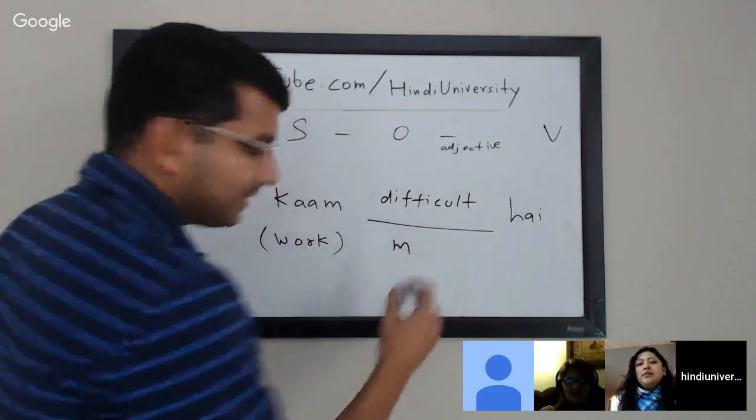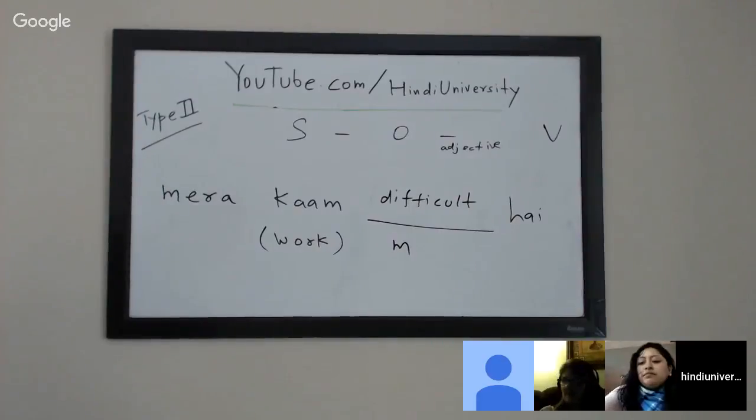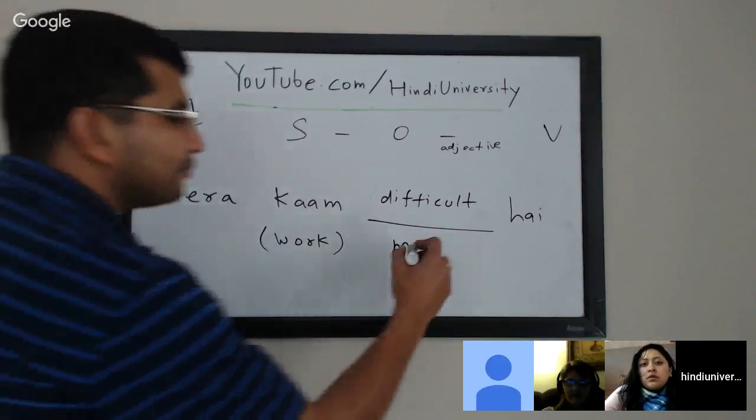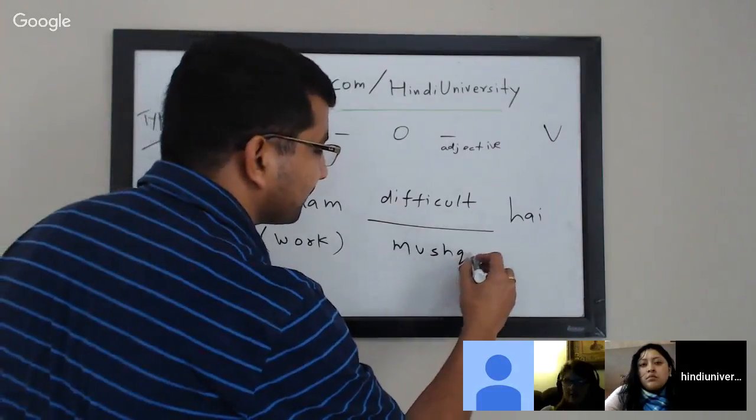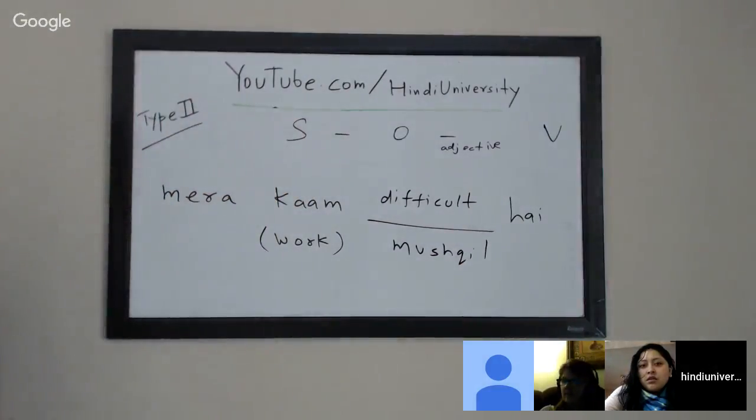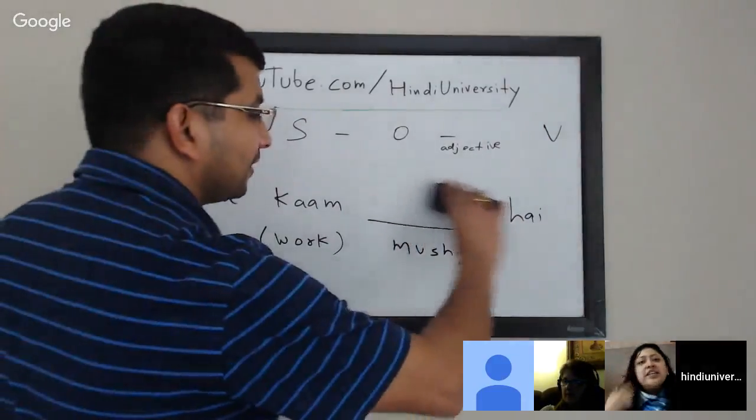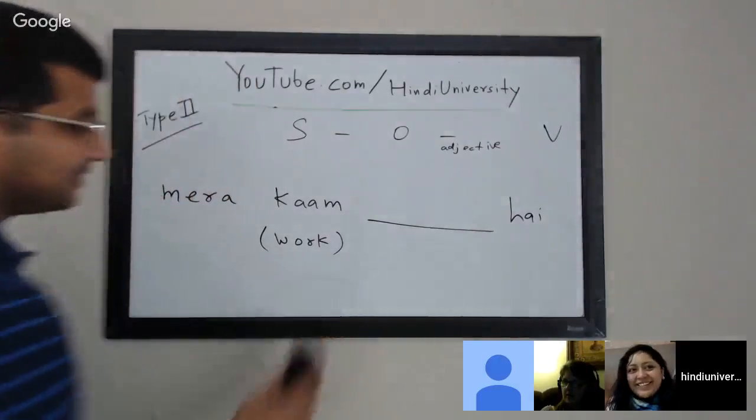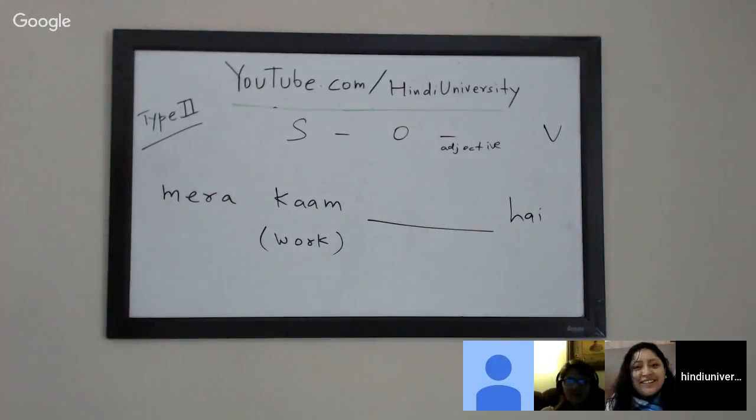मुश्किल है. Give me just 1 minute. Okay, there is some echo, so I muted it. So you can say मेरा काम मुश्किल है. Okay, मुश्किल. Remember that movie, ऐ दिल है मुश्किल? So मुश्किल is nothing but difficult. Okay, so मेरा काम मुश्किल है. What is the opposite of मुश्किल? What is the opposite of it?